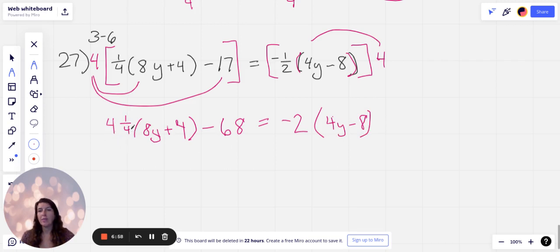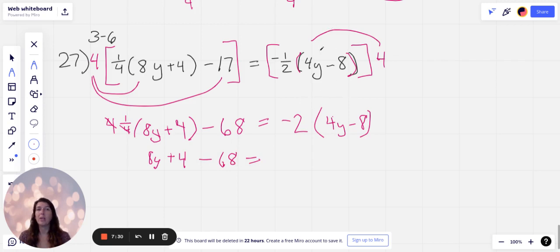Can simplify this. 4 times 1/4. That's actually going to cross simplify, just be 1. So I can just cross those guys out. And then on this side I have 8y plus 4, minus 68 equals, and now I distribute this 2.